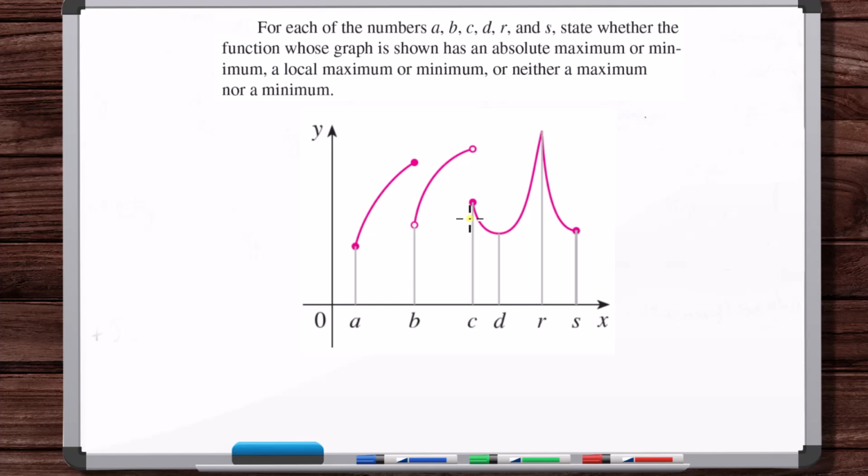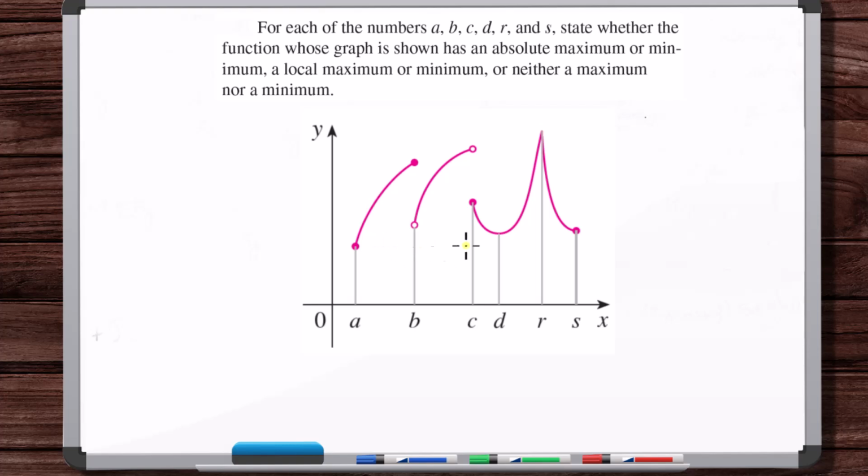Point C. This is not a global max or min, but it's not a local max or min either. Well, here's an open interval around the point. We can specify an open interval, but no matter what open interval we select, there's always going to be values of the function that are either greater than or less than the value of the function at point C. Now you might say, well, couldn't we specify this open interval? No, this open circle is at point C. So then with the open interval, we wouldn't even be including point C. We have to come to the left of point C.